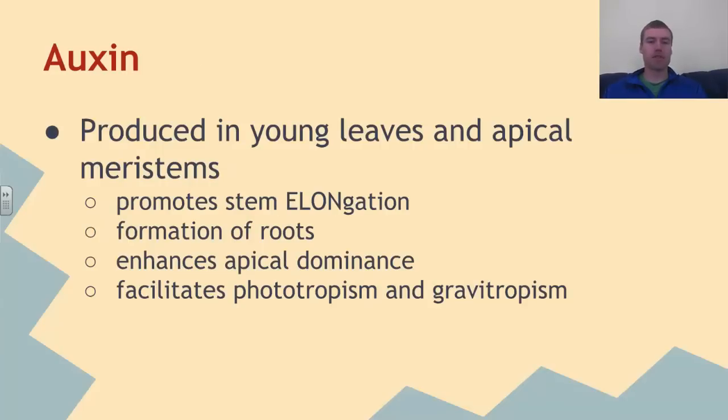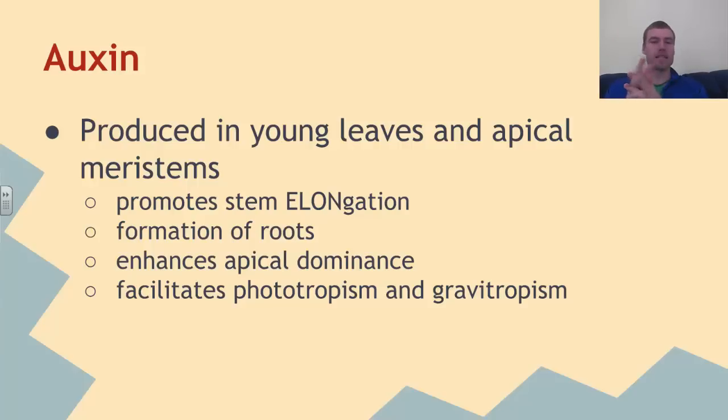So auxin is produced in young leaves and apical meristems. When we talk about apical meristems, we're talking about stems at the top of the plant. That's where plants are growing from. What auxin does is promote stem elongation, so it's going to cause the stem to grow longer. It helps in the formation of roots. It is also produced in roots, and it helps roots to grow down. It enhances apical dominance, so it basically will force the plant to grow from the top, not to the sides. And then it also helps facilitate phototropism and gravitropism.